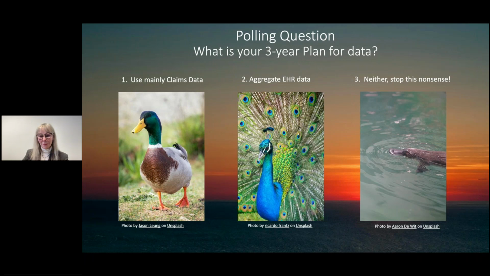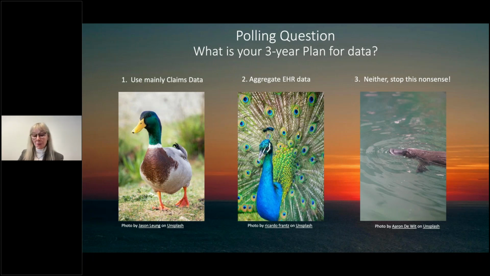Okay, so the results are: for use mainly claims data, we have 39%. For aggregate EHR data, it's 55%. And neither, stop the nonsense, is 5%. 5% for the platypus? Right. All right. Well, I admire the group for being brave and going for the peacock.